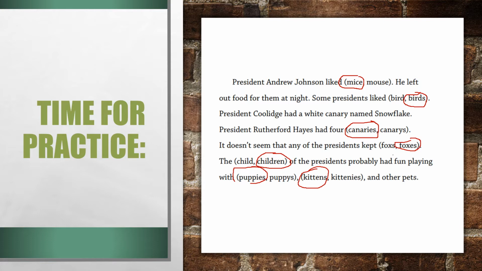If you said fun, you are correct. Fun is a noun, but it is an abstract noun, as you cannot see it or touch it or hear it.